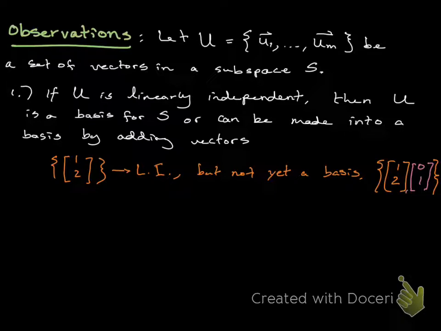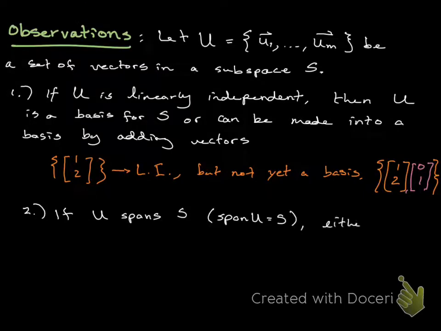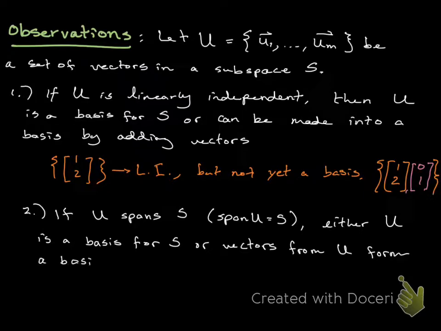The second bullet is what we saw in the last example, where basically the set that I had was kind of too much. The basis was able to be made from just a collection of the vectors in my set. So let me write that out for us here. If U spans S, or the span of U is S, either U is a basis for S, or vectors from U form a basis for S. Okay, so that means I can take some away.